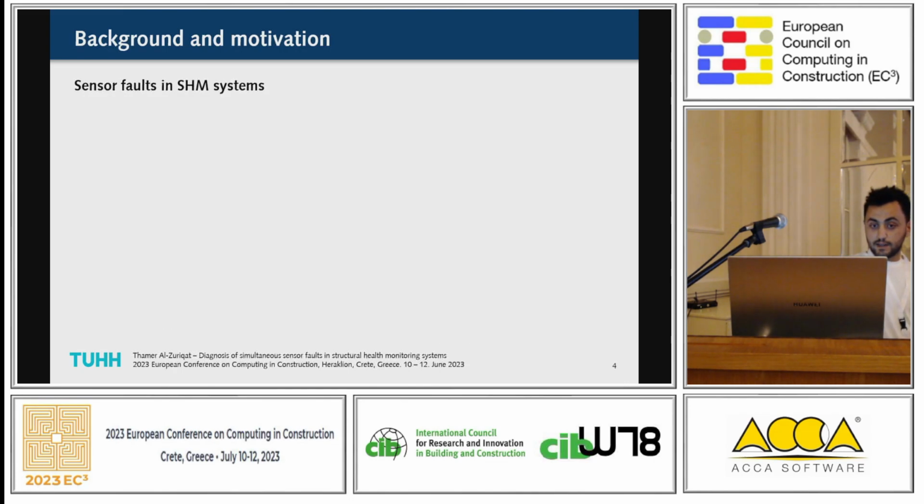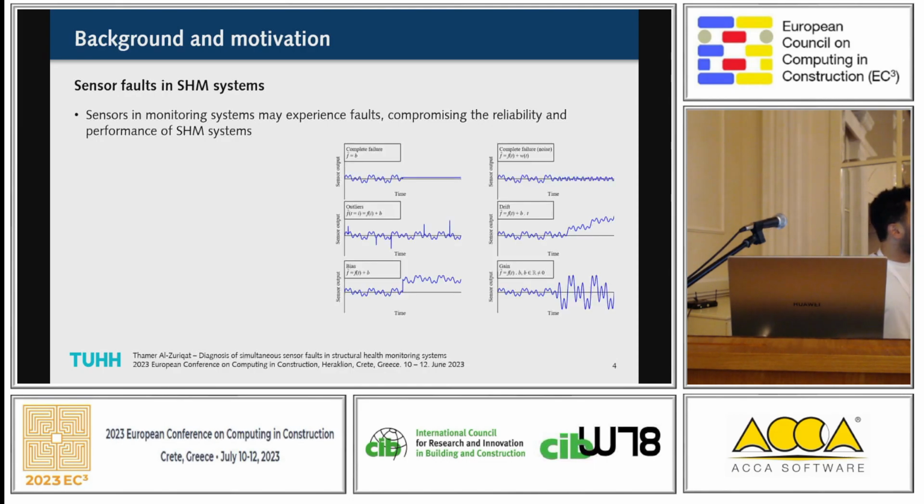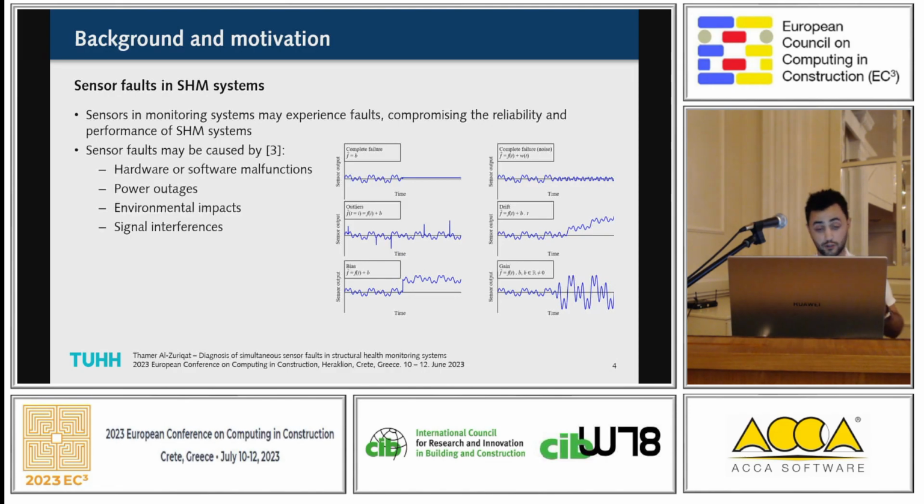SHM systems have, in general, a problem with sensor faults. Sensor faults may compromise the reliability of your system. You would have faulty data, and you would have such types of faults. Maybe you would have a complete failure of your sensor, maybe you would have outliers, maybe some noise. These faults may come from a hardware or software malfunction, power outage, or environmental impacts, or, in the case of wireless sensor nodes, signal interference.